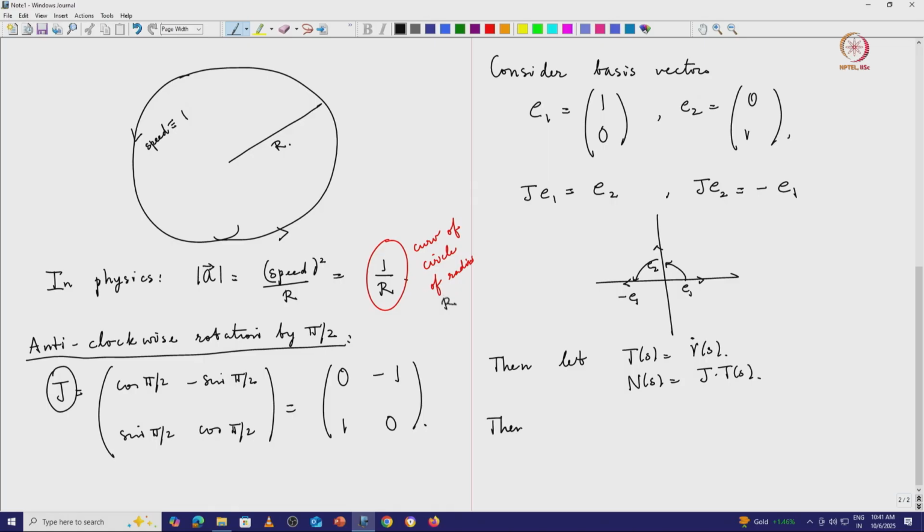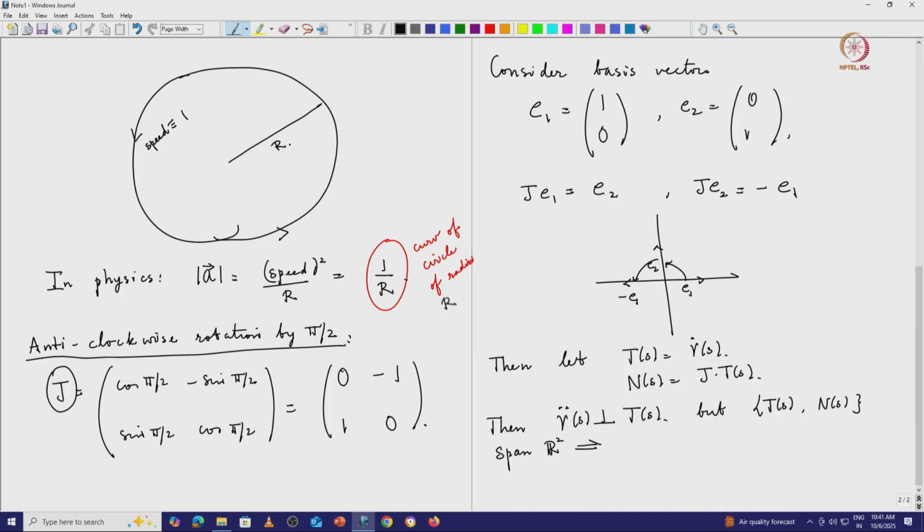Then by my little calculation earlier, I know that the acceleration vector is perpendicular to T of s. But T of s and n of s span R2, right, because they are orthogonal vectors, because n is the rotation of T by pi by 2, so these are orthogonal vectors, and R2 is two dimensional. So if you have two orthogonal vectors, they have to form a basis for R2.